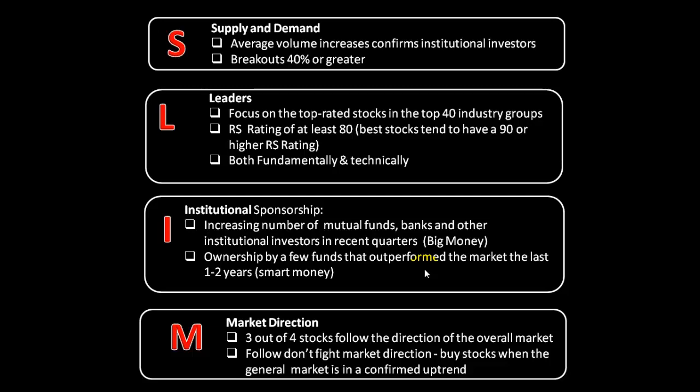We're looking for institutional support. We want the number of mutual funds, banks, and other institutional investors increasing quarter to quarter, but especially in recent quarters. You don't want them decelerating. That tells you the big money's getting out of the stocks. The smart money is dumping the stocks. You want ownership by a few funds that have outperformed the market at least the last 2 or 3, well, 1 or 2, 2 or 3 years.